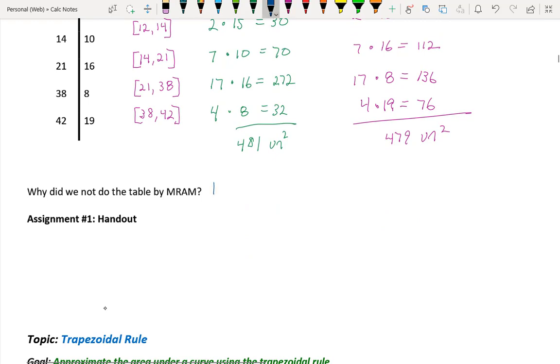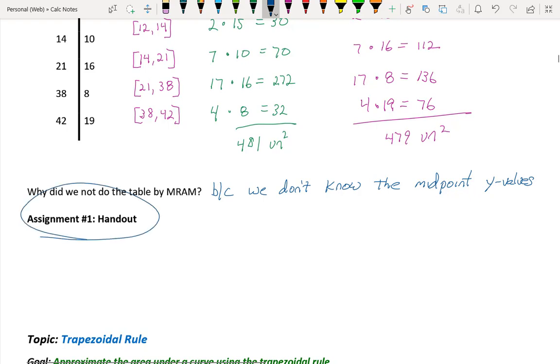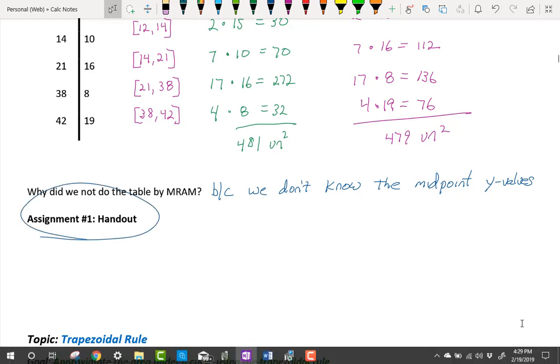This is because we don't know the midpoint Y values. We could figure out the midpoint X values, but we're never going to figure out the midpoint Y values. There's your first assignment. Have fun. That wasn't so bad, huh?